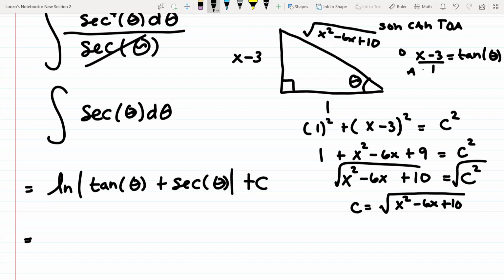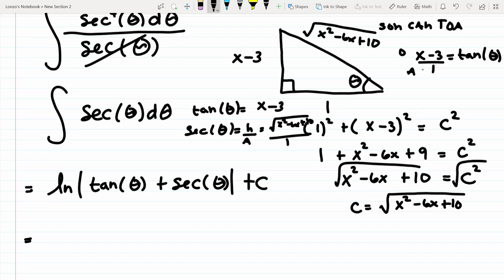Okay, so now let's first figure out tan theta and secant theta. So what is our tan theta? Oh, that was given. Our tan theta was x minus 3. And then what would be our secant theta? Secant is related to the cosine, which is basically the opposite of cosine. So if cosine was adjacent over hypotenuse, secant would be hypotenuse over adjacent, right? So our hypotenuse is the square root of x squared minus 6x plus 10, and our adjacent is just 1.